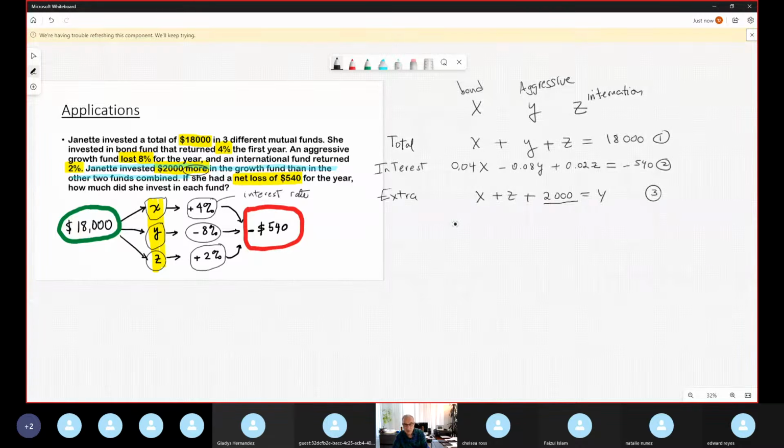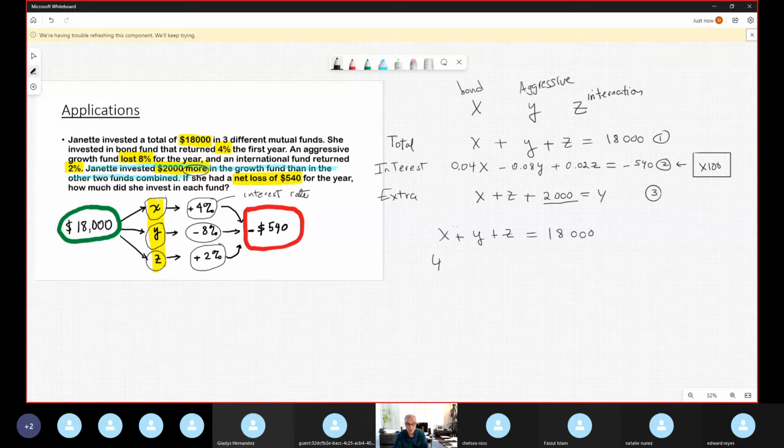The processing is x plus y plus z equal 18,000. I don't touch this. It's nice. It's a standard. The second, no. The second, I multiply by 100, because 100 allows me to eliminate the decimal.